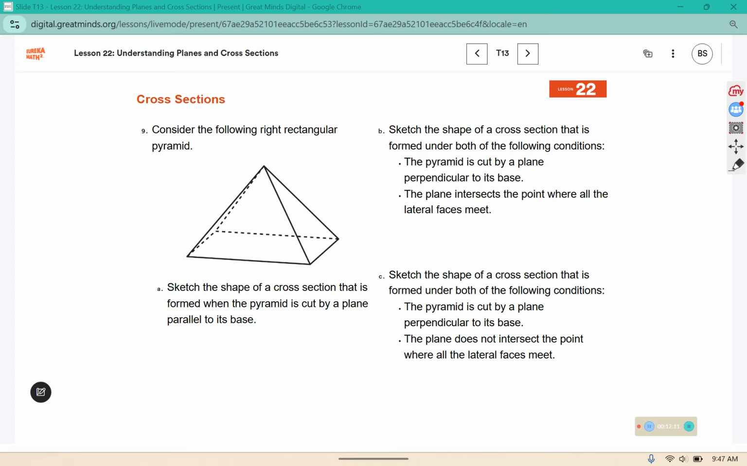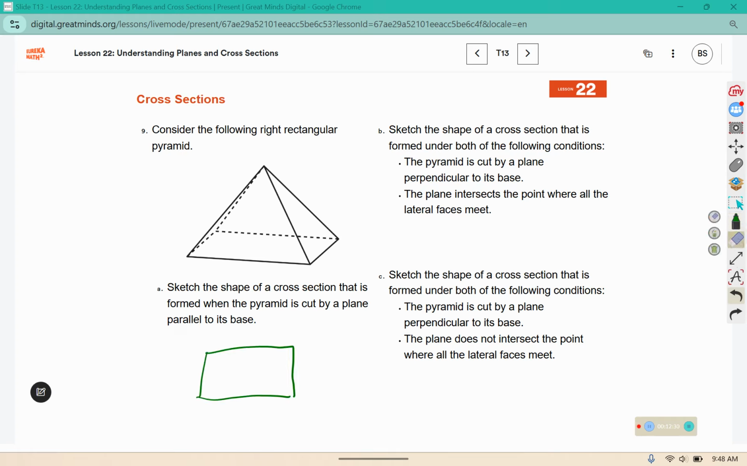Consider the following right rectangular pyramid. Sketch the shape of the cross-section that is formed when it's cut parallel to the base. When it's cut parallel to the base, it forms the same shape as the base, but in this case, it might be a smaller version. And then we'll get smaller and smaller as you go up towards the top.